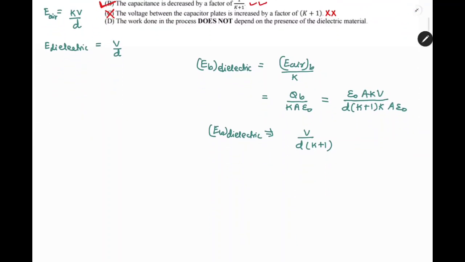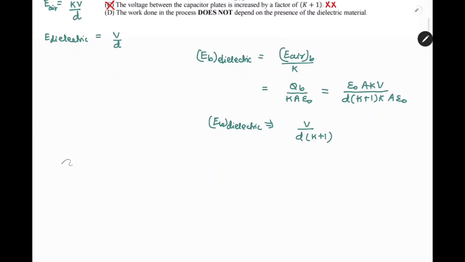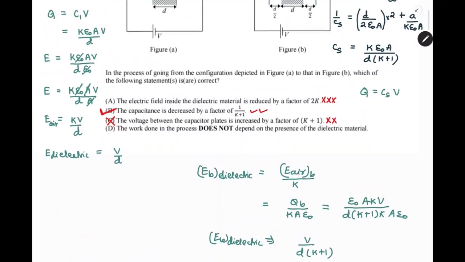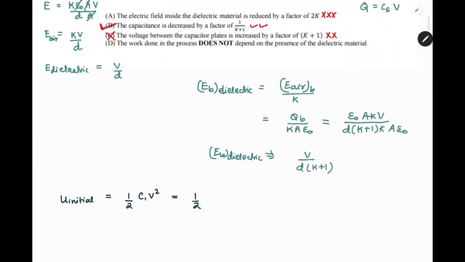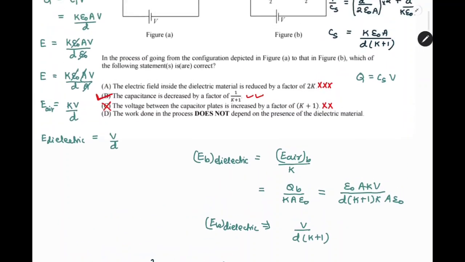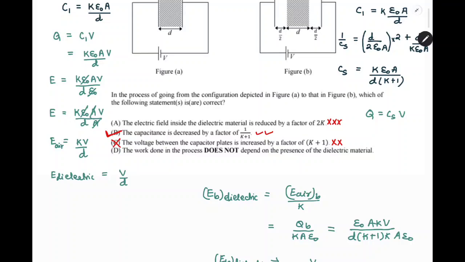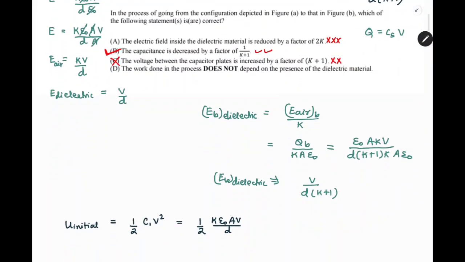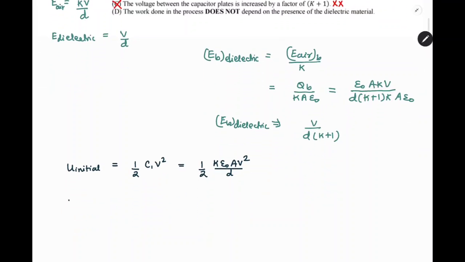So if we solve for this part, if we calculate the initial energy associated with this dielectric capacitive system, then it is equal to half C1 V square. So half the value of capacitance is equal to K epsilon naught A by D, and V is the voltage. Capacitance is K epsilon naught A by D, so half K epsilon naught A by D times V square. So this is the initial value of energy.